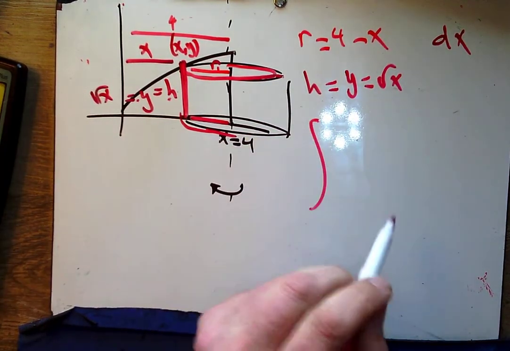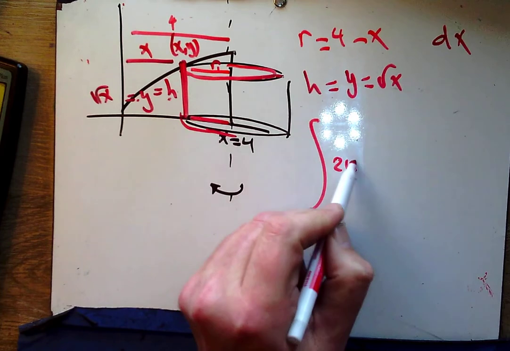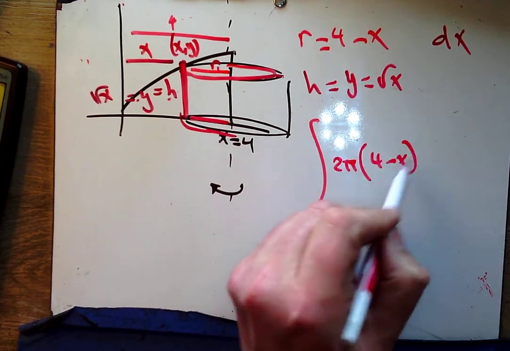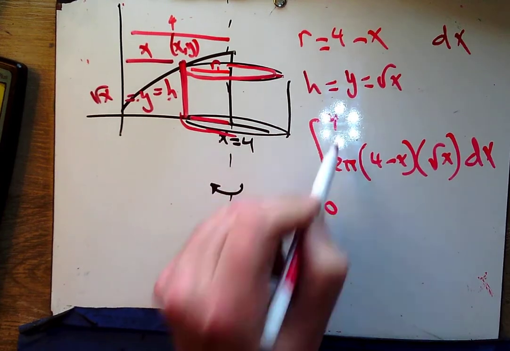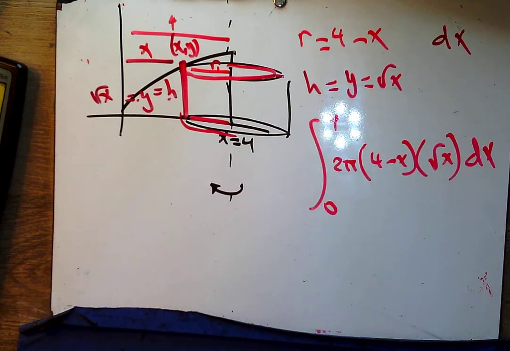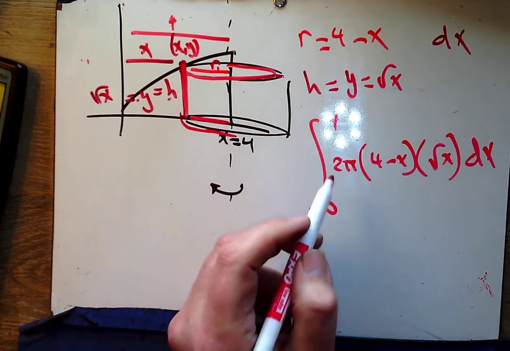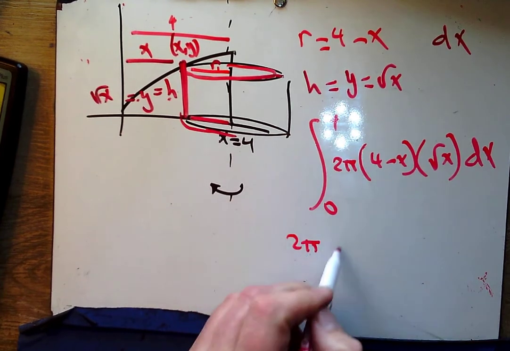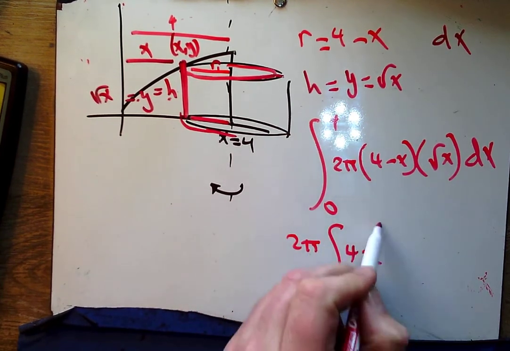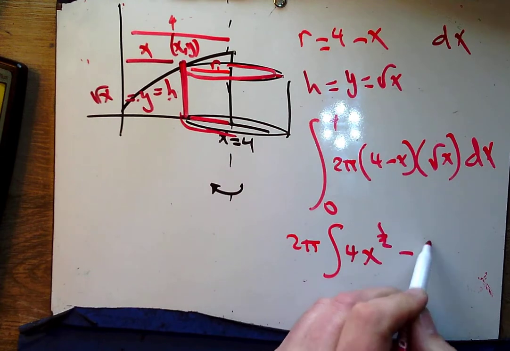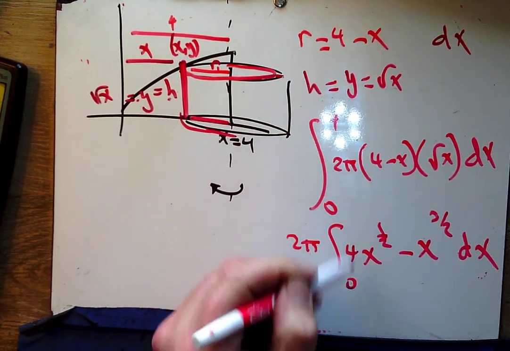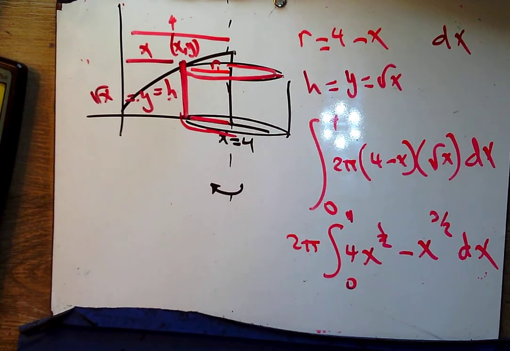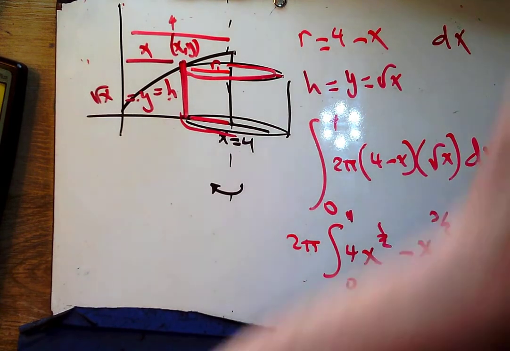So ours is going to be the integral 2 pi times 4 minus x times square root of x dx from 0 to 4. And certainly if we tidy this up, 2 pi times 4x to the 1 half minus x to the 3 halves dx, feel pretty confident that you could get us from there. Shells.